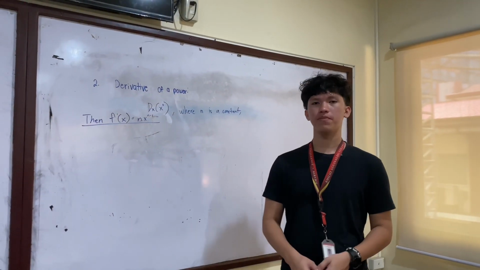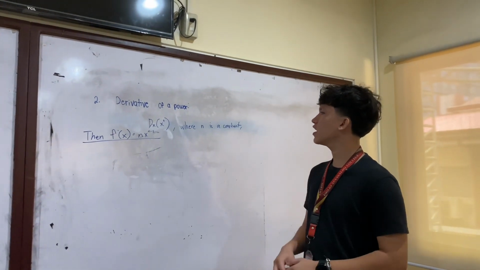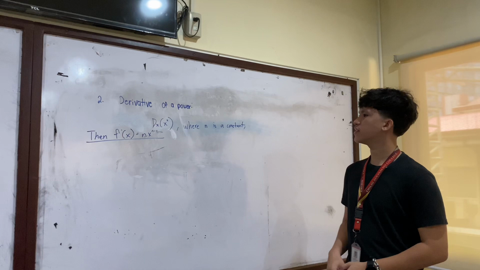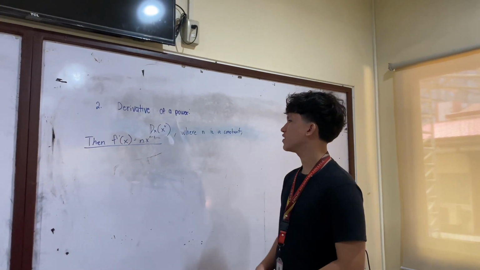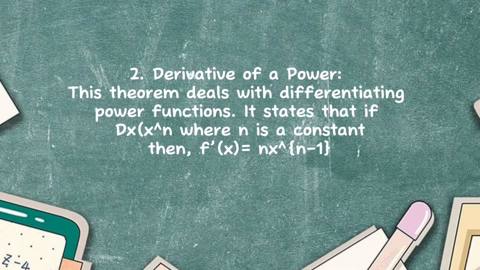For the second theorem, the derivative of a power, where f of x is x raised to n, where n is a constant, then f prime x is nx raised to n minus 1. Derivative of a power. This theorem deals with differentiating power functions. It states that if f of x is x raised to n, where n is a constant, then f prime x equals nx raised to n minus 1.